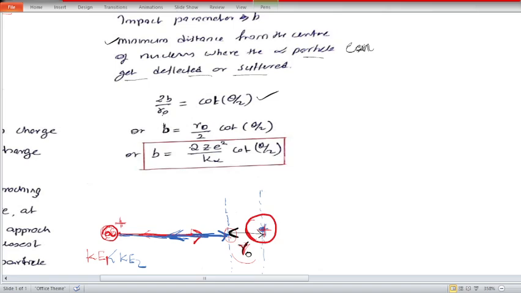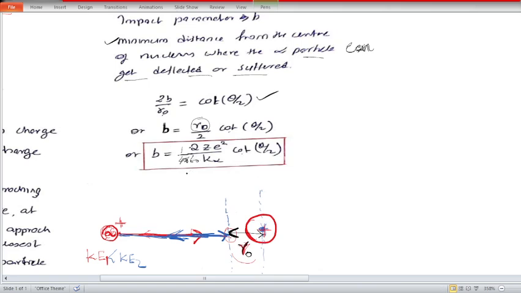The impact parameter b equals r0 by 2 cot theta by 2. That is the expression for impact parameter. If you substitute r0 from the previous expression, you can write it as 2z e square by k alpha cot theta by 2. We will also have the 1 by 4 pi epsilon 0 here, 2z e square by k alpha.